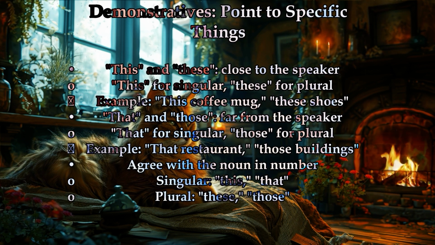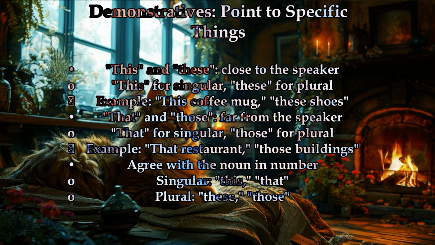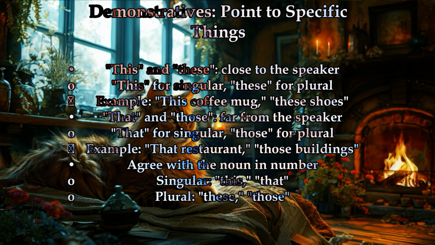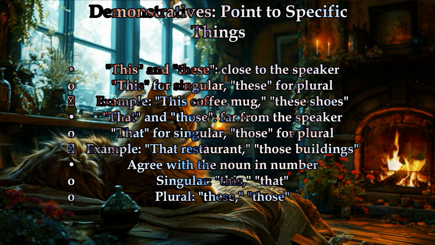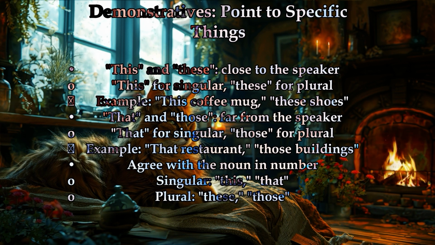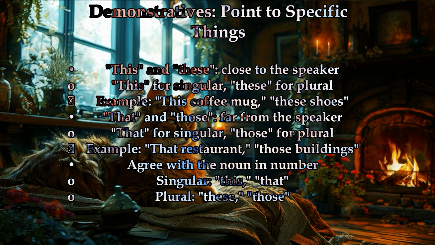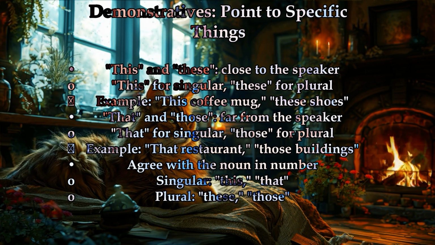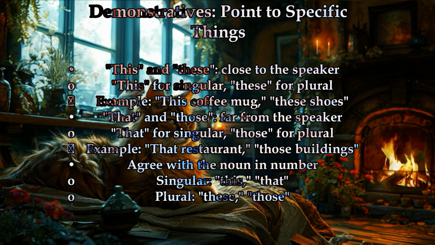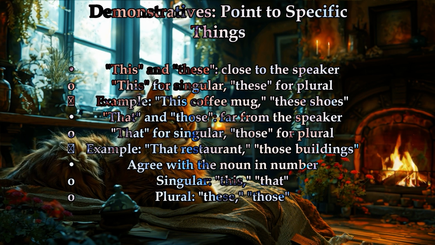Demonstratives. This, that, these, those. Demonstratives are words that point to specific things. This and these refer to objects that are close by, while that and those refer to things that are farther away. This and that are used with singular nouns, while these and those are used with plural nouns.